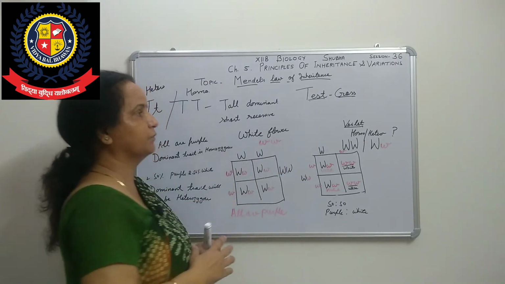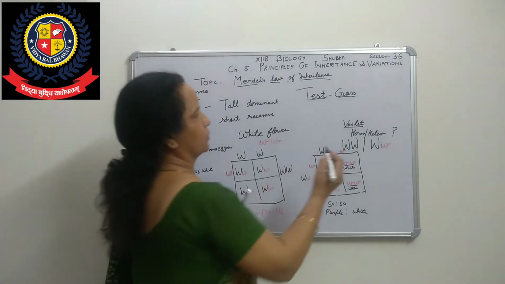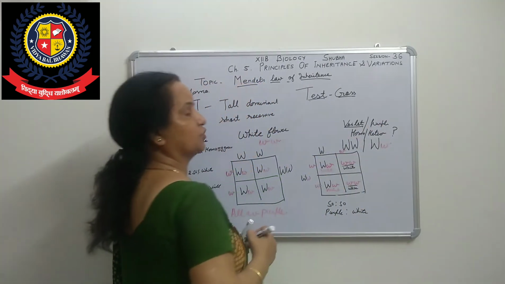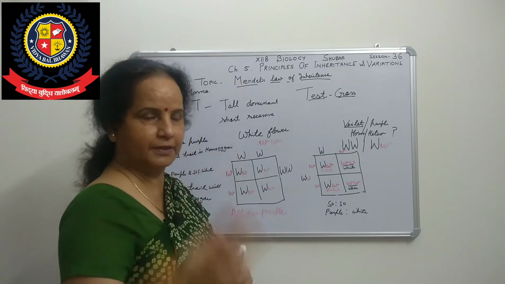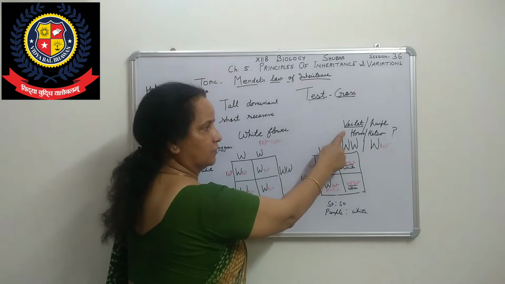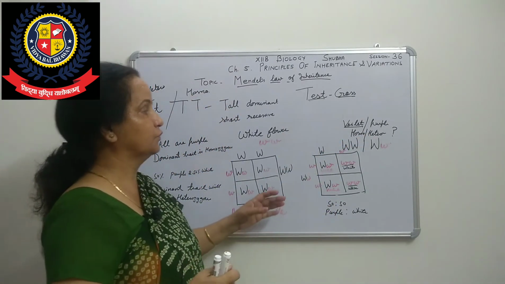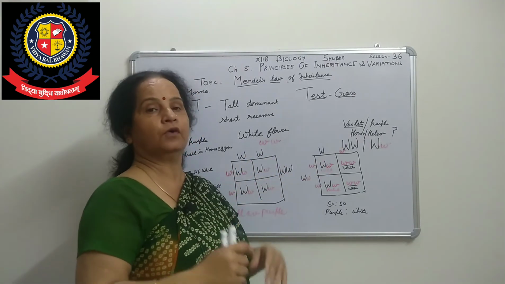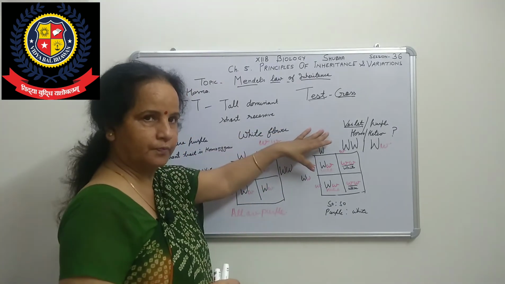Okay. So now, when we talk about violet or purple, you can write purple also, that is the dominant trait. In that dominant trait, there are two types of genotype it can have. Maybe it will be homozygous or maybe it will be heterozygous. So we want to assure whether that dominant trait is homo or hetero, and for that we are making a cross.